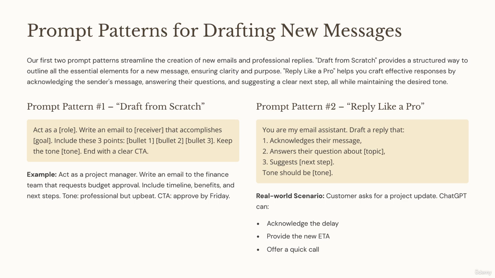Let's move to the fun part, prompt patterns. These are reusable structures you'll use to generate emails quickly. Prompt pattern 1, draft from scratch. This one helps you start a new email from zero. Here's the format. Act as a role. Write an email to receiver that accomplishes goal. Include these 3 points. Bullet 1, bullet 2, bullet 3. Keep the tone your tone. End with a clear CTA.